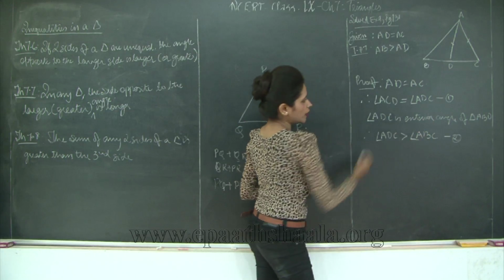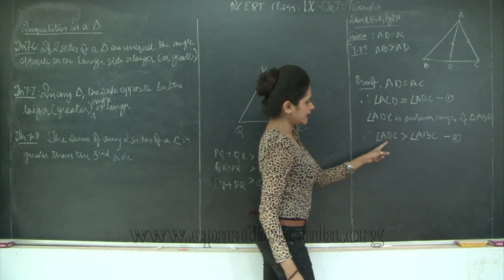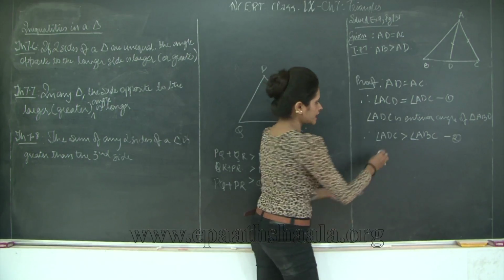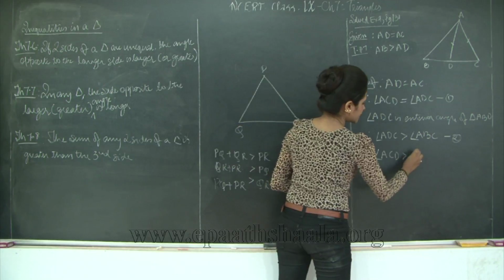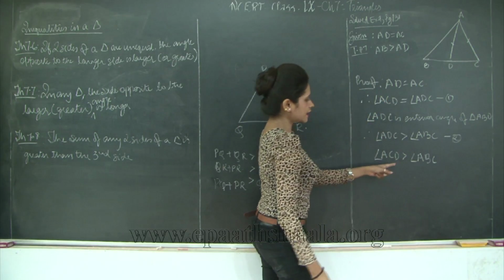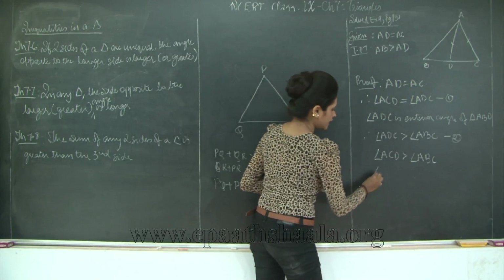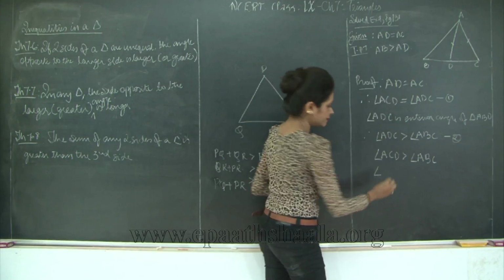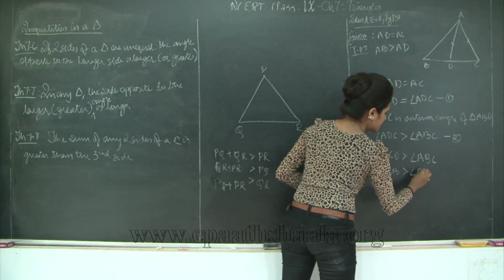So from 1 and 2, what can I say? See, I have ADC equal to ACD and ADC is greater than ABC. Therefore, what can I say? Therefore, angle ACD is greater than angle ABC. Correct? But instead of writing ACD, I can write ACB. Correct? Just extending D to B. Therefore, angle ACB is greater than angle ABC.